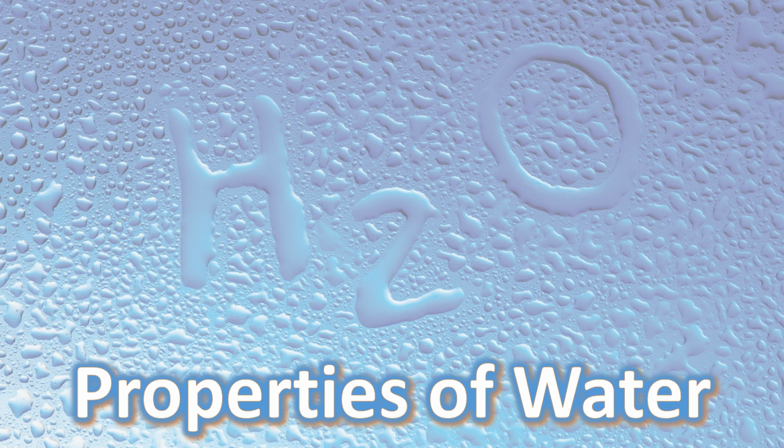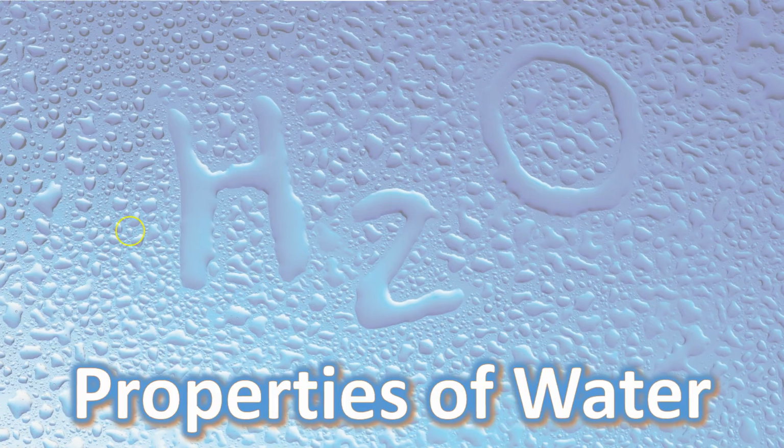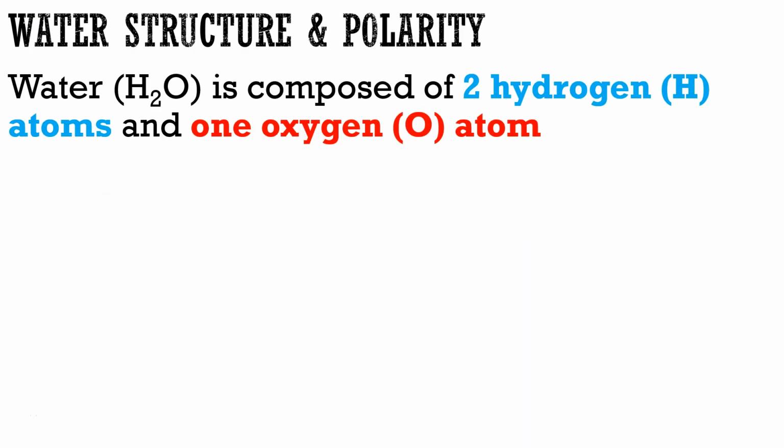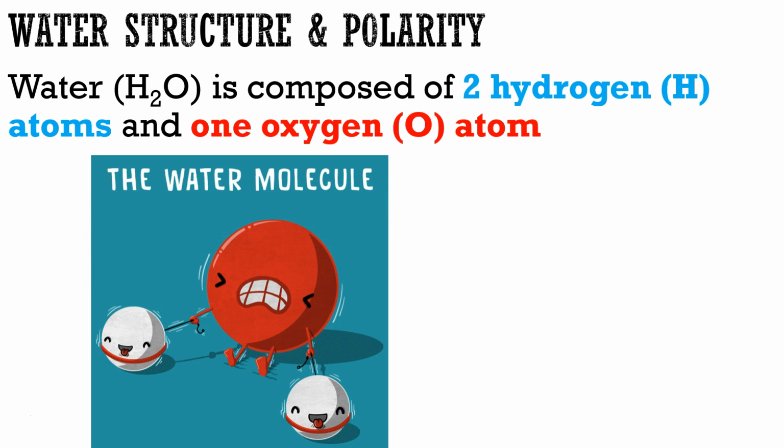Alright, so in this video we're going to talk about the properties of water, what makes it so very important for biology and life as we know it. So the basic structure of water is that it's composed of 2 hydrogen atoms and 1 oxygen atom. I'm going to keep this color coding so you can sort of follow along. So here's our water molecule.